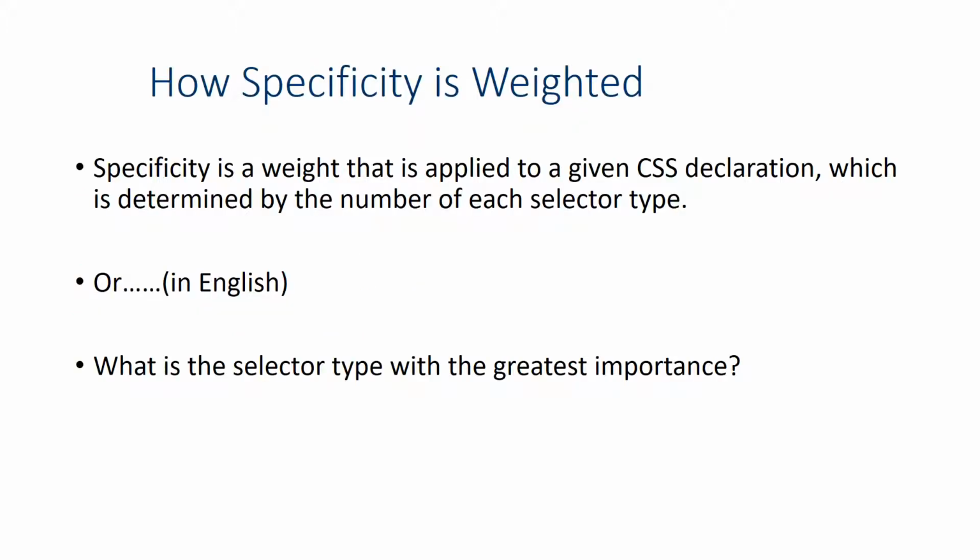How specificity is weighted. Specificity is a weight that is applied to a given CSS declaration, which is determined by the number of selector types. Or in English, how I understand it is, what is the selector type with the greatest importance or has the greatest priority to CSS?